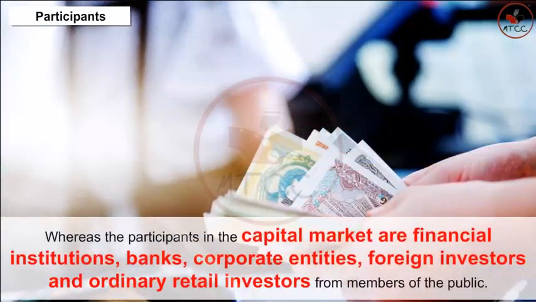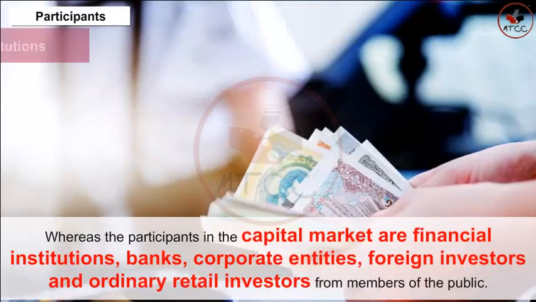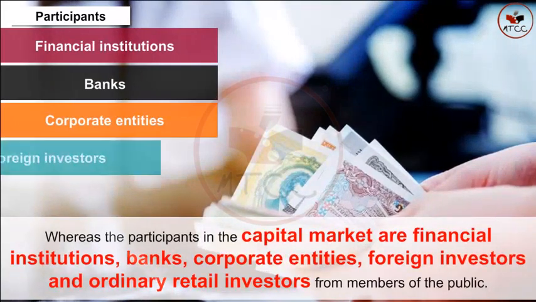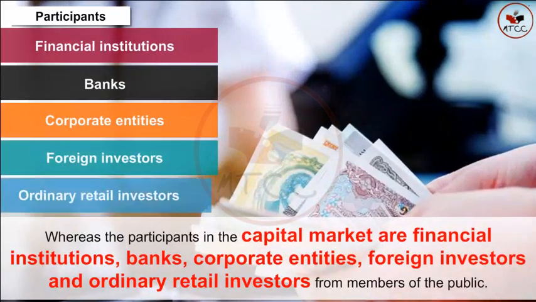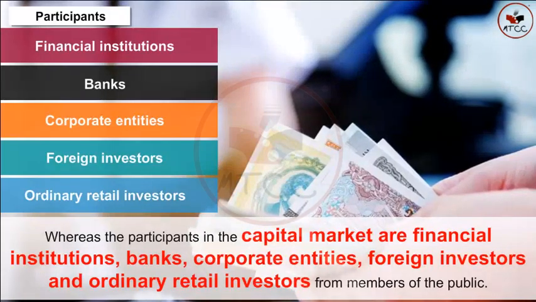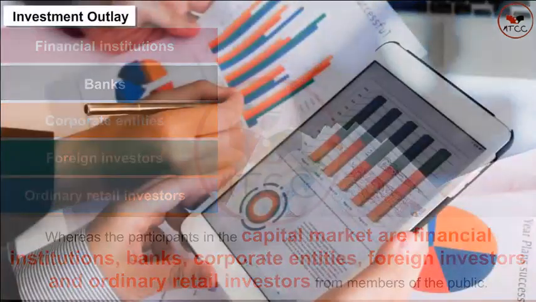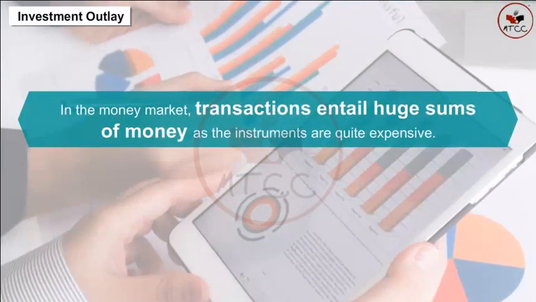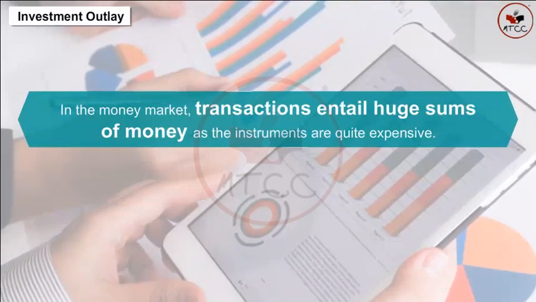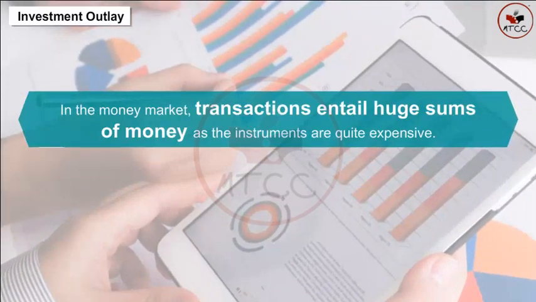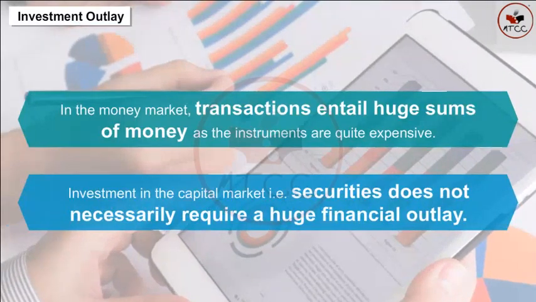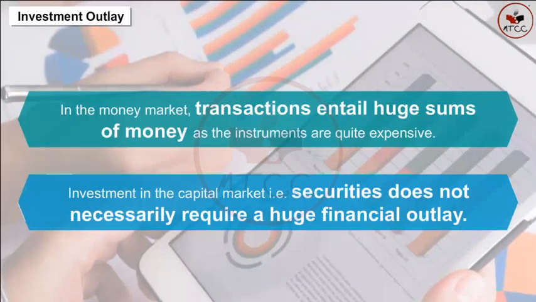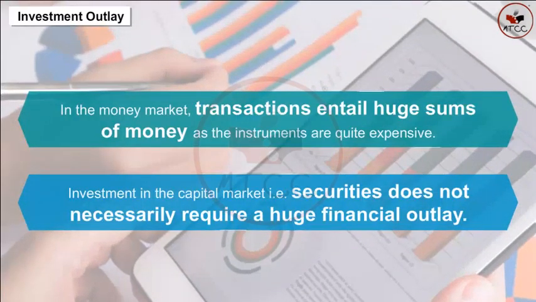Whereas the participants in the capital market are financial institutions, banks, corporate entities, foreign investors, and other retail investors from members of the public. Investment outlay. In the money market, transactions entail huge sums of money as the instruments are quite expensive. Investment in the capital market, that is, securities, does not necessarily require a huge financial outlay.